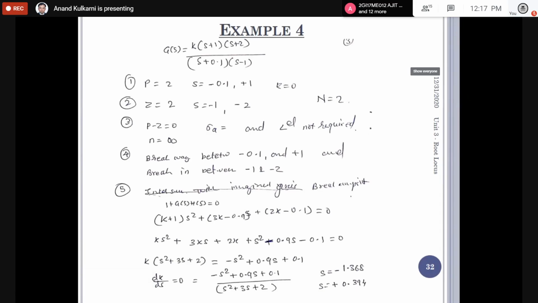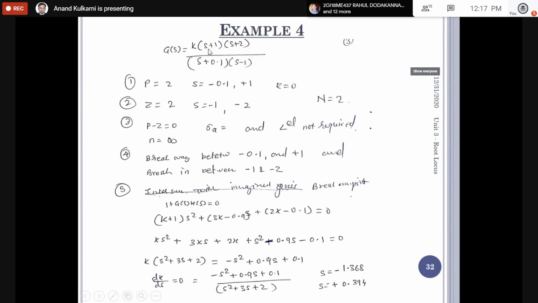You can see this G of s is given as K into (s plus 1) into (s plus 2) divided by (s plus 0.1) into (s minus 1). That is the problem. In the denominator, you can see there are two brackets, meaning two poles. So P is equal to 2, one at s equal to minus 0.1 and another at plus 1. So another pole is on the plus 1 side, that means after the imaginary axis. This is where K is 0. Root locus starts here.